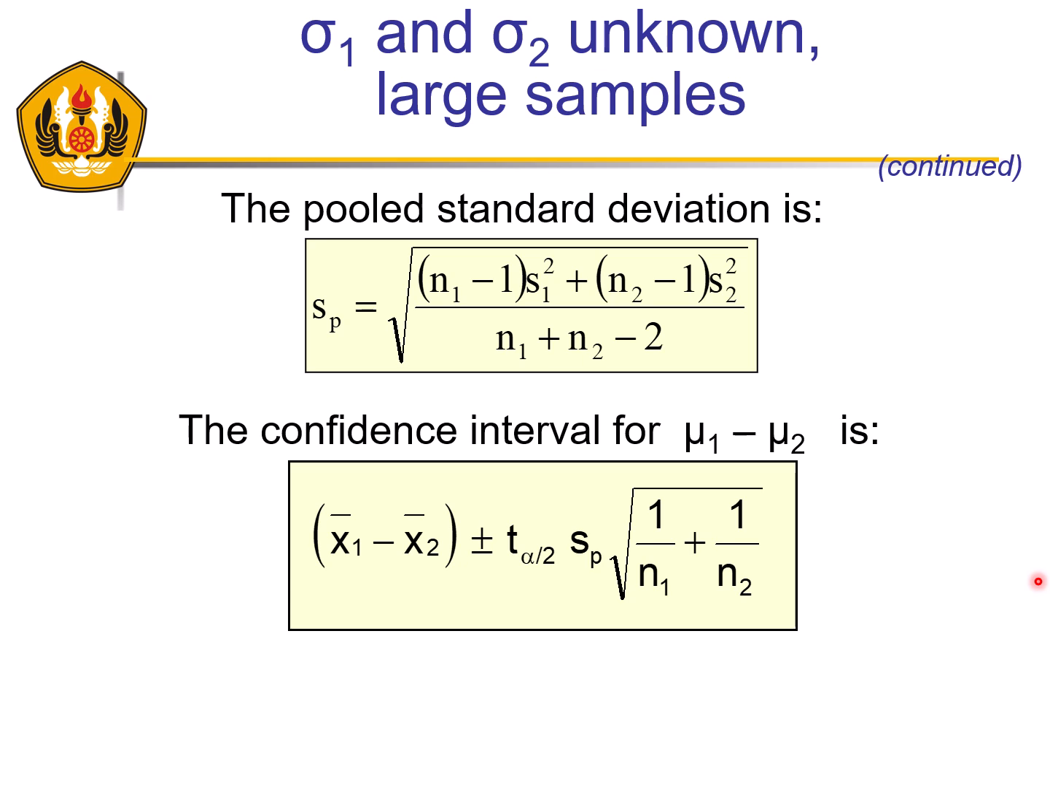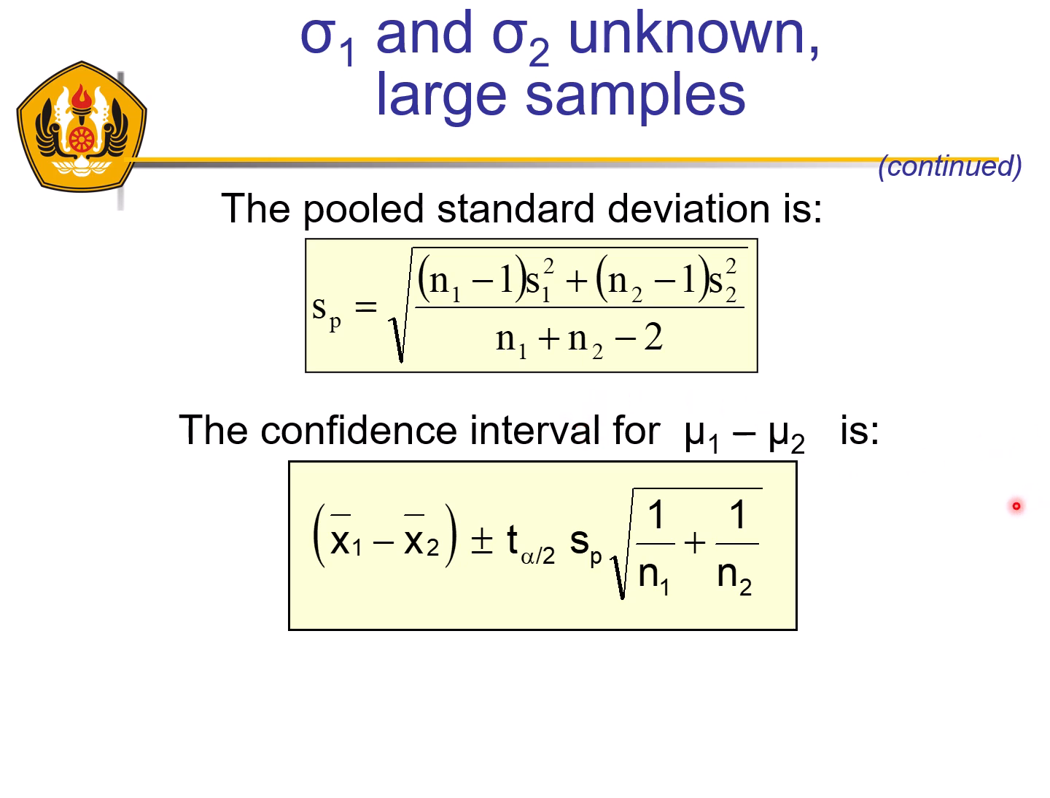We also need to specify the pooled standard deviation, because we have two standard deviations in this case. To construct the confidence interval, we need to make them into one standard deviation. The pooled standard deviation is given by the formula in the first box, which is the square root of (n1 minus 1 times s1 squared plus n2 minus 1 times s2 squared) over (n1 plus n2 minus 2).